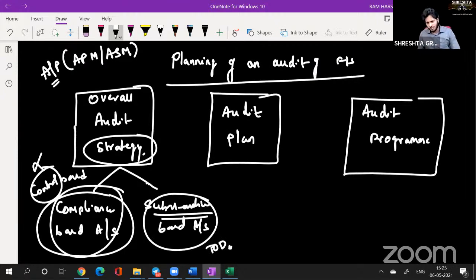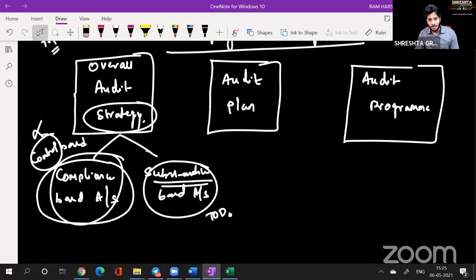Sir, how do we know which strategy we should follow? It's a matter of professional judgment; it varies from client to client, case to case. Sir, are there any factors for deciding which strategy we should follow? Are there any factors in the material?